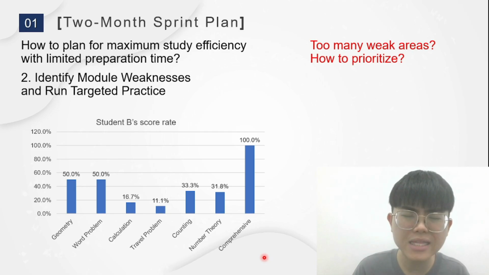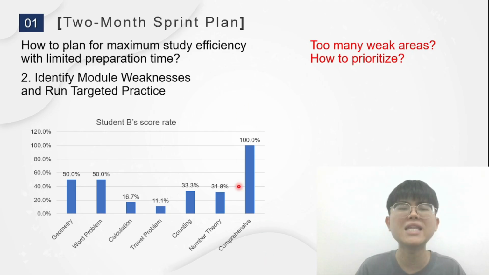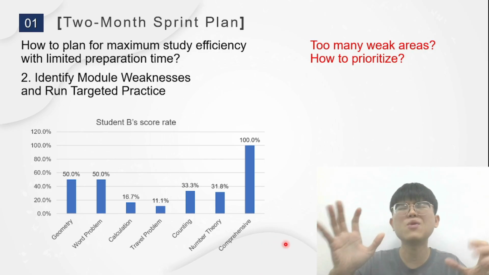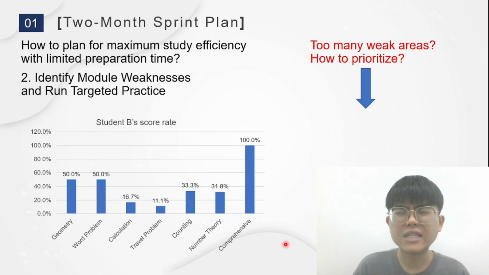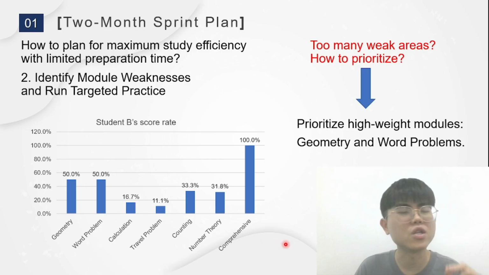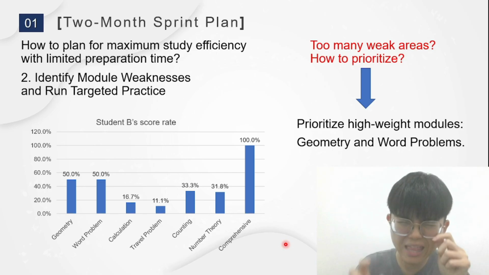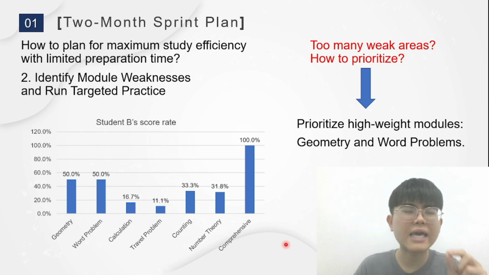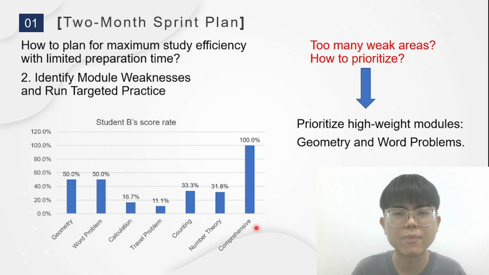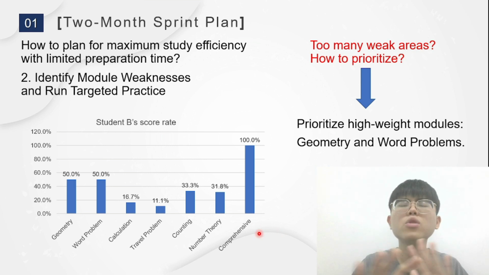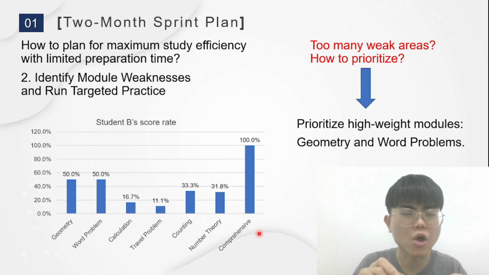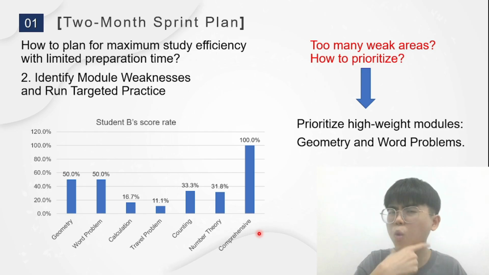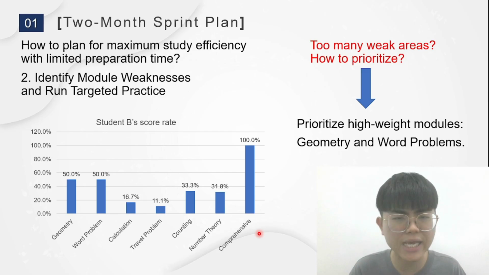As you can see, this student right here got 100% in the comprehensive module. So definitely, we will say that this student should try to focus on geometry and word problems. And everyone, listen here. If let's say there is one student that gets a low score rate for the comprehensive problem, actually, we will also not advise the student to focus on the comprehensive module. So what is the reason? Now let's take a look.